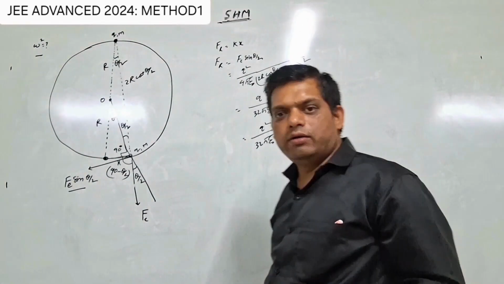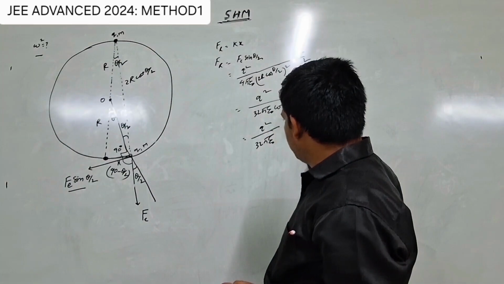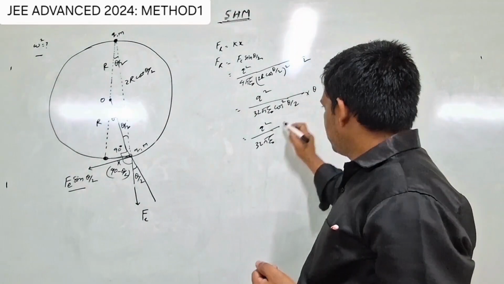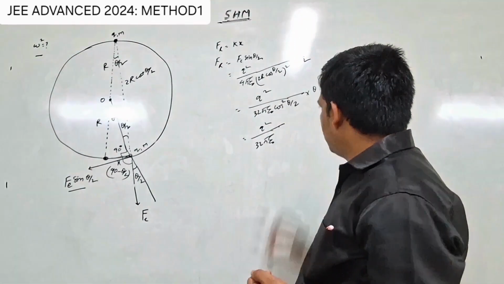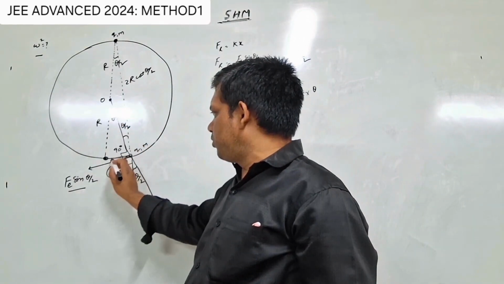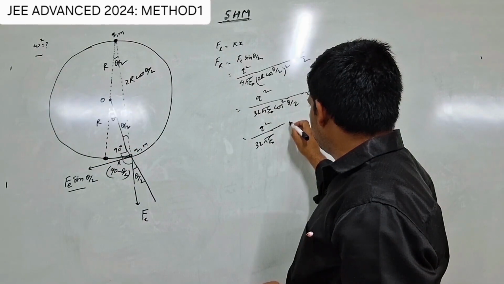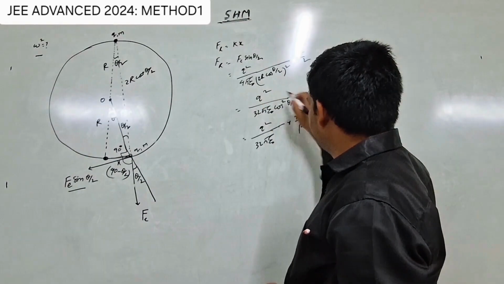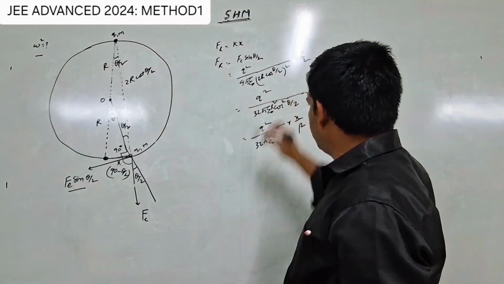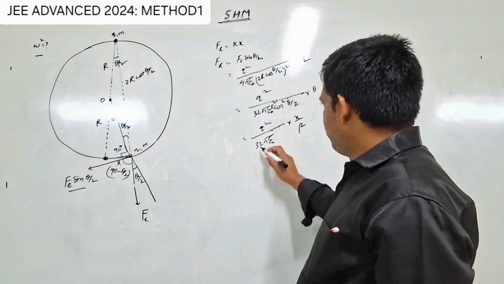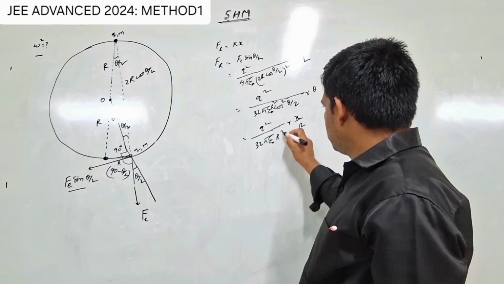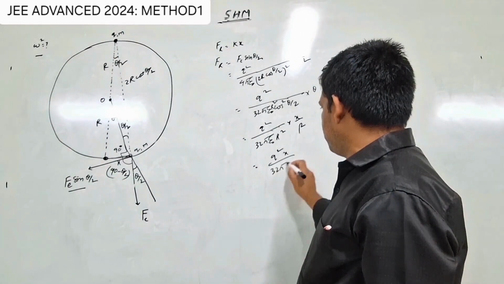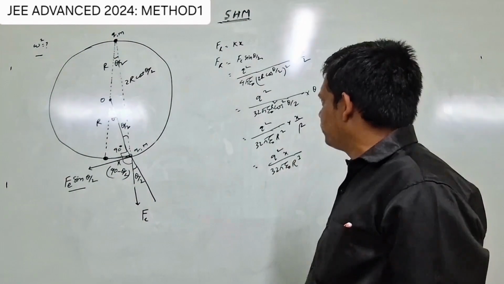Now for small angle, theta by 2 is a small angle, so cos square theta by 2 is equal to 1. So we can write 1 in place of this, and theta will be equal to x upon r. So we can write here theta is equal to x upon r. Also there will be r square, so q square upon 32 pi epsilon naught r square into x upon r is equal to q square x upon 32 pi epsilon naught r cube.